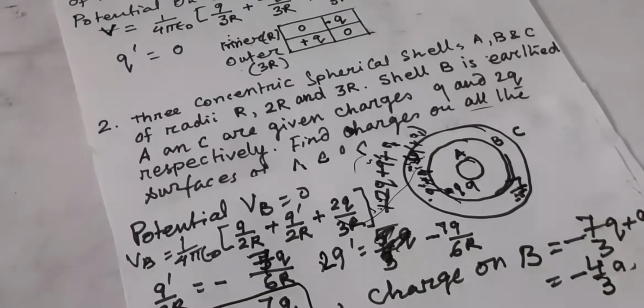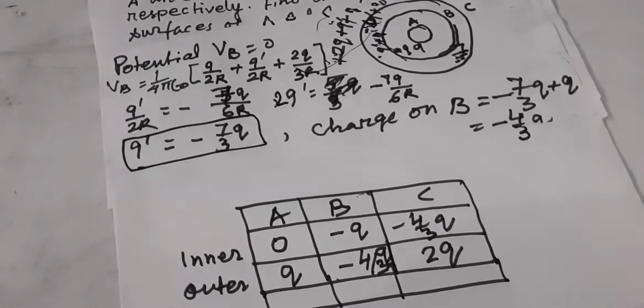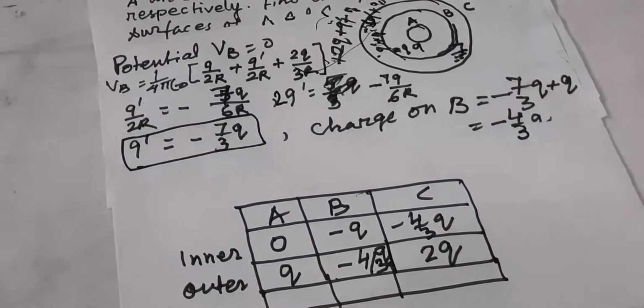Now we can have a table like this, where you can see all the charges. On the inner surface of A, there is no charge, 0. The inner surface of B will be minus Q, and for the C sphere it will be minus 4 by 3 Q. On the outer surface of A, of course, small q is given. On the outer surface of B will be minus 4 by 3 Q, and the outermost of C will be twice Q only.